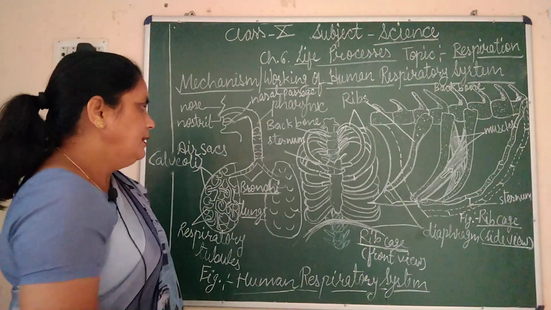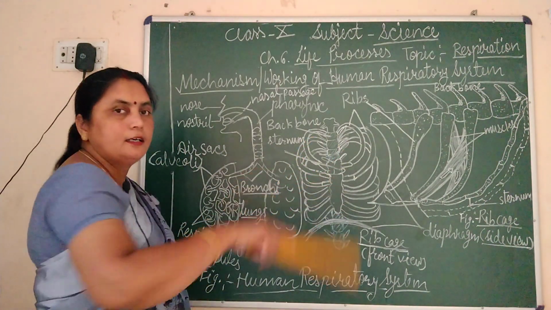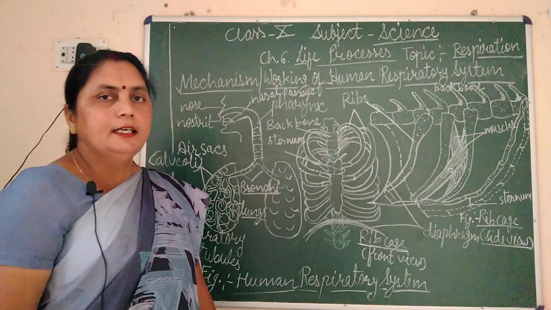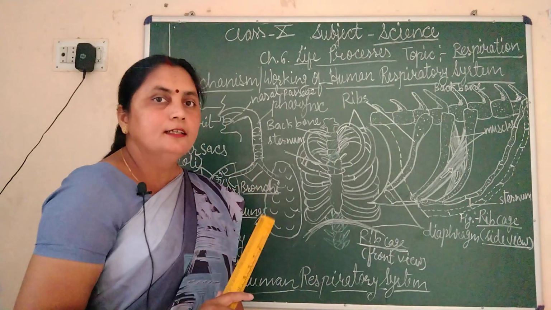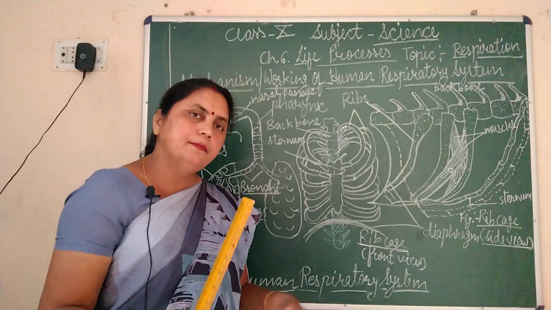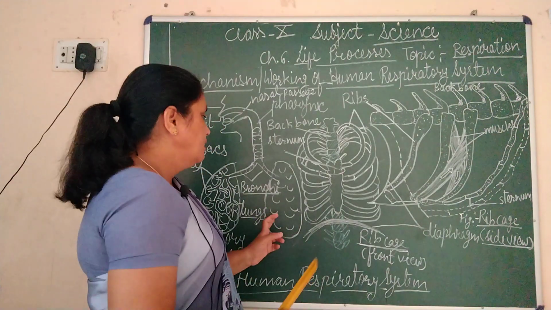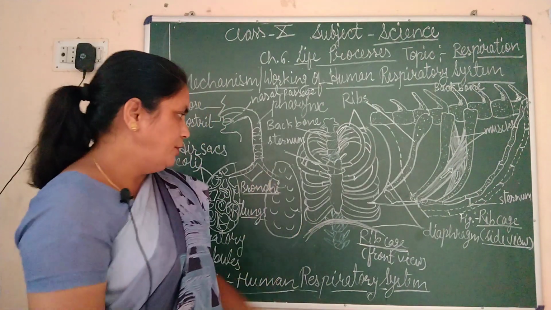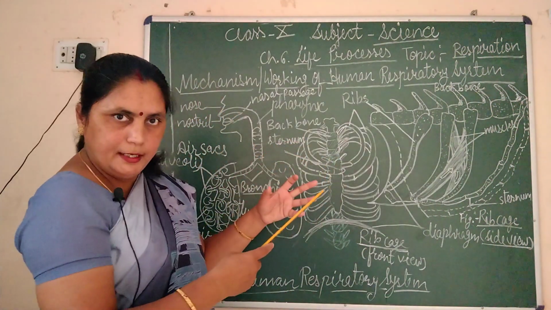Okay, and this pleural membrane is attached to the inner part of the ribs. Got it? The pleural membrane is attached to the inner part of the ribs. That means whenever there is any movement in the ribs, there will be a movement in the lungs also. One more important thing, this was the front view of the rib cage.